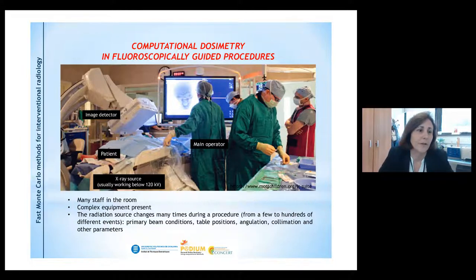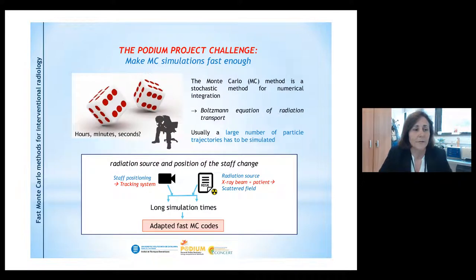And this happens from a few to a hundred of different irradiation events in which the X-ray system changes primary characteristics such as the kilovoltage peak, angulation, but also the table patients is moving, the collimation, the field sizes, and a lot of different parameters are changing during the whole procedure. So from a computational point of view, it's something with a high complexity to deal with. So in particular, we try to solve this problem of occupational dosimetry in this situation with computational methods.